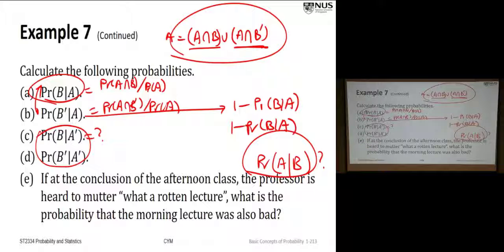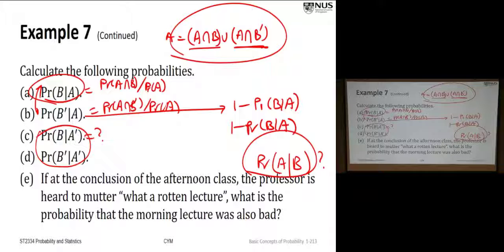And if you like mathematics, look at the definition. Part A is the probability of A intersect B divided by the probability of A. The denominator is the probability of A. While for part E, the numerator is the same, the probability of A intersect B, but the denominator is not the same. It's the probability of B.